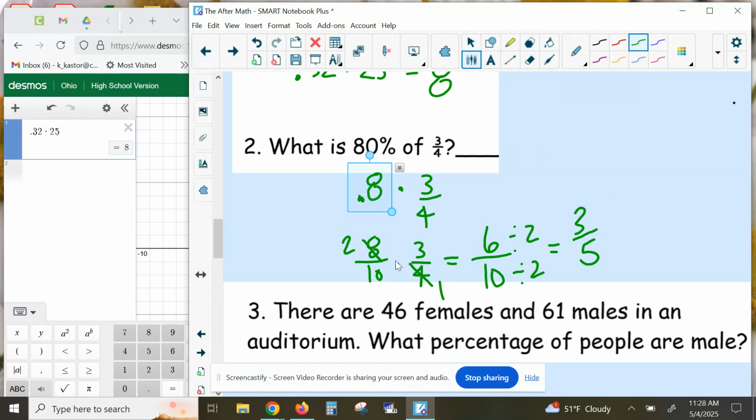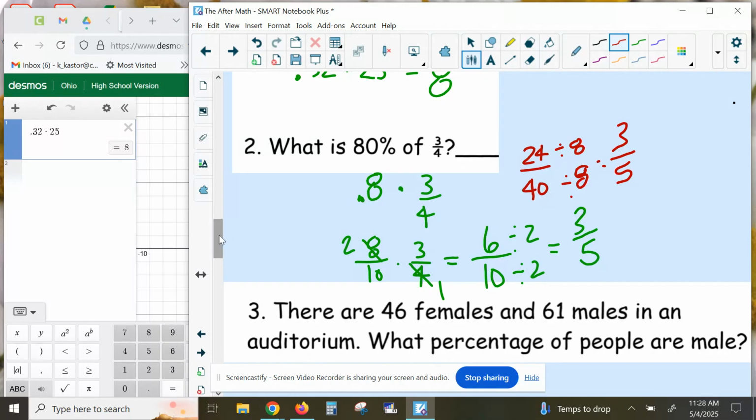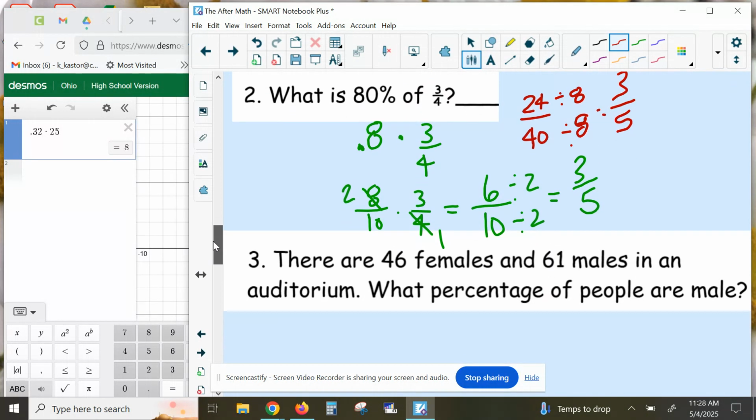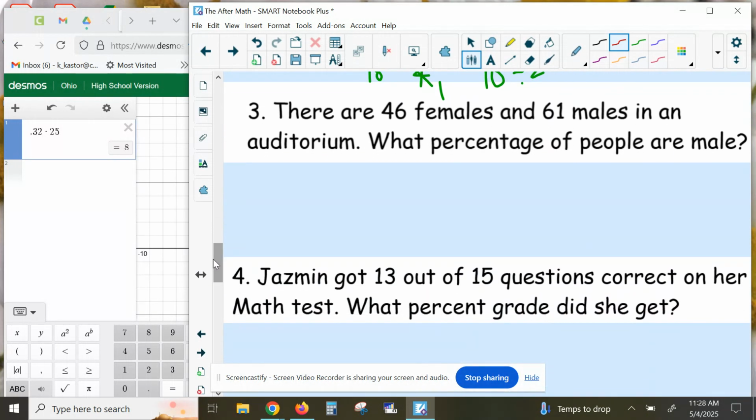If we did not cancel first, you would have gotten 24/40. And then you could see what goes into 24 and 40 evenly. Actually, those both are divisible by 8. So we could do divided by 8, and we would get 3/5. Same thing. So this is just a way to simplify before, or you could simplify after. It's totally up to you. When you get to algebra 2, though, and have to simplify, if you know how to do that, it makes your life a little bit easier.